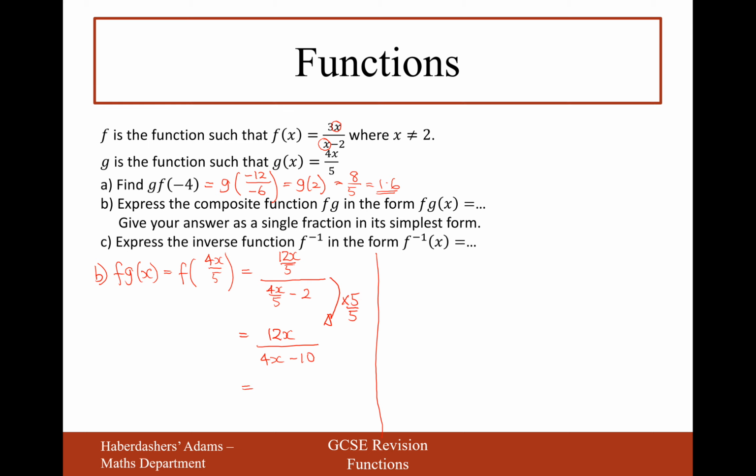The next thing we need to do is now half everything on the top and the bottom, because they're all even numbers. So it's going to be 6x over 2x minus 5. And there we are, that's the answer to the combined function fg of x.